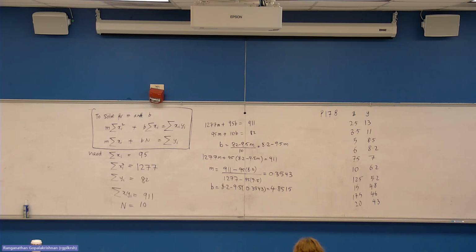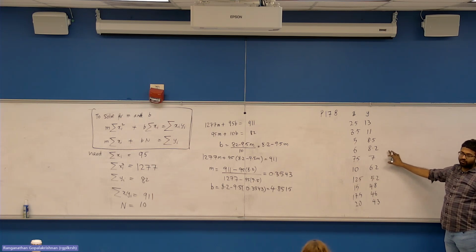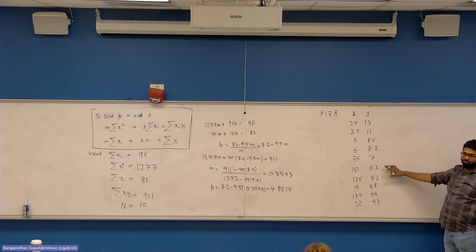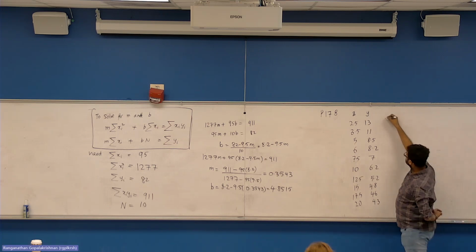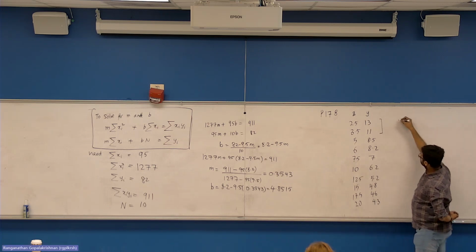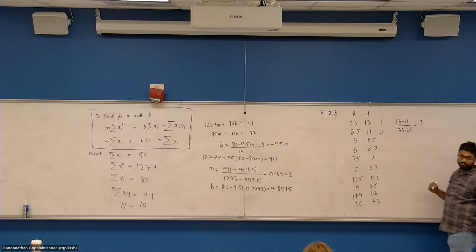Now, before you begin, your goal is to fit a regression to this data. Can we first check if this data is linear at all? How do you check for linearity? The slope calculated in any way, if it's linear, it will match. So let's calculate what's the slope based on these 2 points. 13 minus 11 divided by 3.5 minus 2.5, or this is 2.